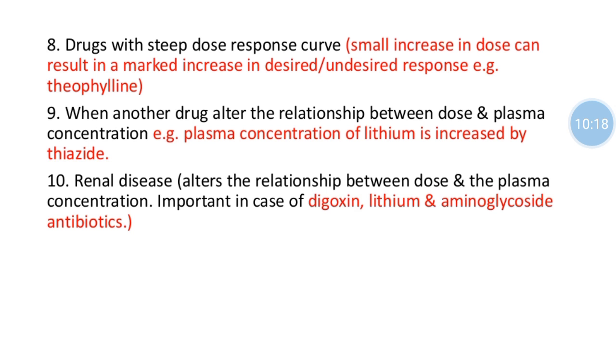Then renal disease means the kidney cannot excrete or eliminate from your body, or your blood cannot be filtered. So that condition also affects the relationship between the dose and the plasma concentration. This is important in the case of digoxin, lithium and aminoglycoside antibiotics. These drugs cannot be excreted from the body, they remain present in the bloodstream, and they produce a long action and toxic effect in the body. That is known as renal disease. So in certain cases we should go for therapeutic drug monitoring.